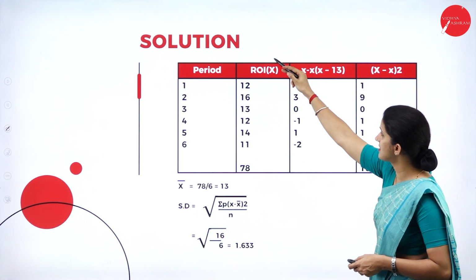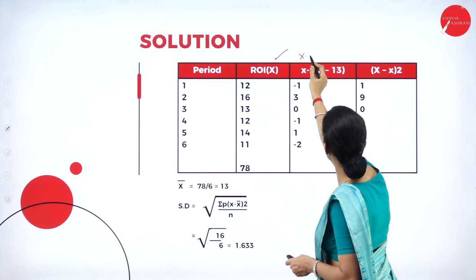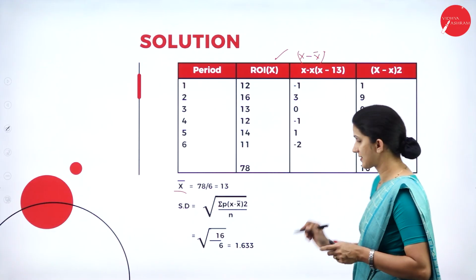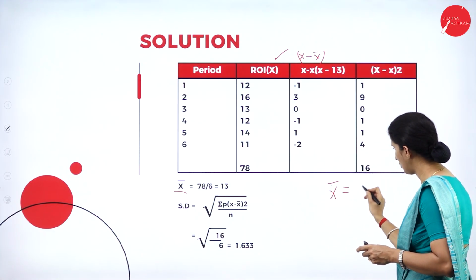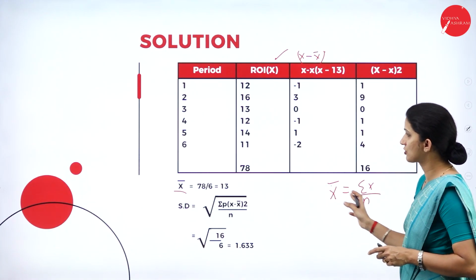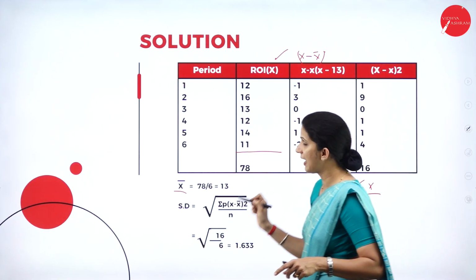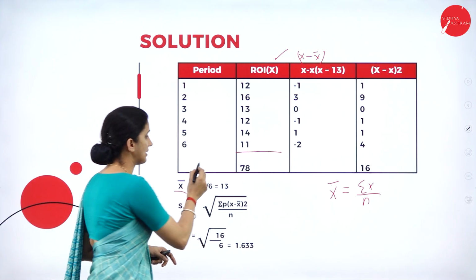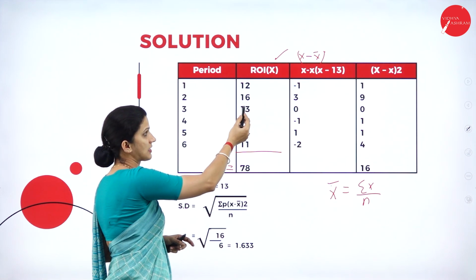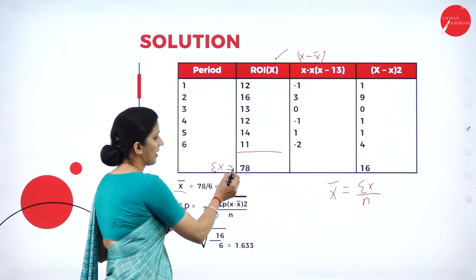So that is considered as x. Then we need to do x minus x bar. First we'll find out x bar. As I said earlier, x bar is equal to sigma x divided by n. So what is x bar here? Sigma x is the total of ROI, that is 12 plus 16 plus 13 plus 12 plus 14 plus 11, which is 78. So your sigma x is 78.